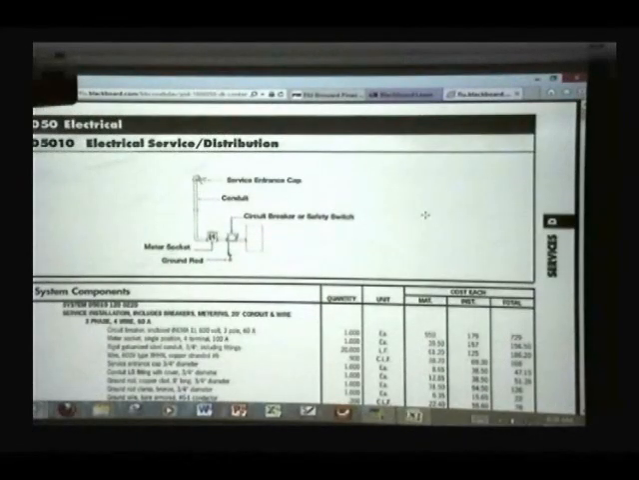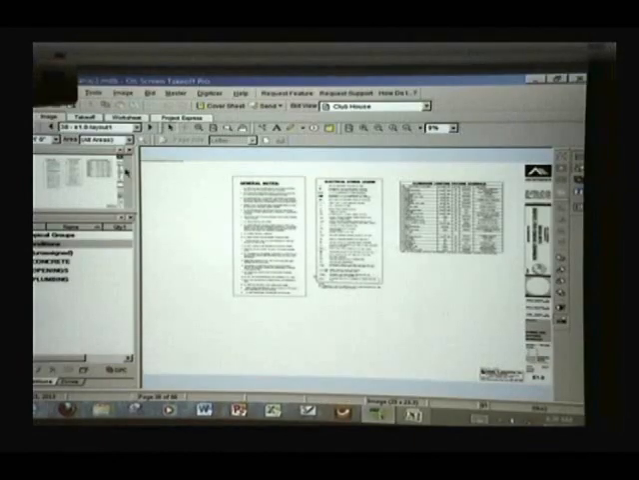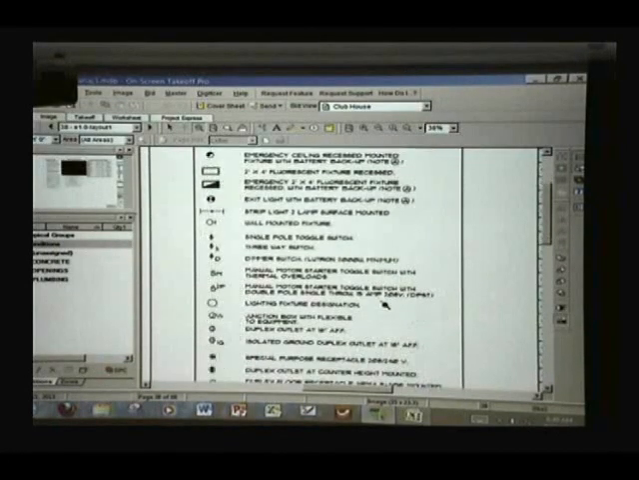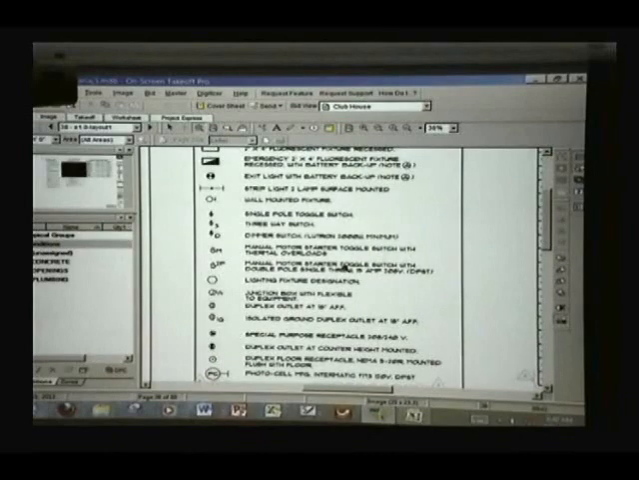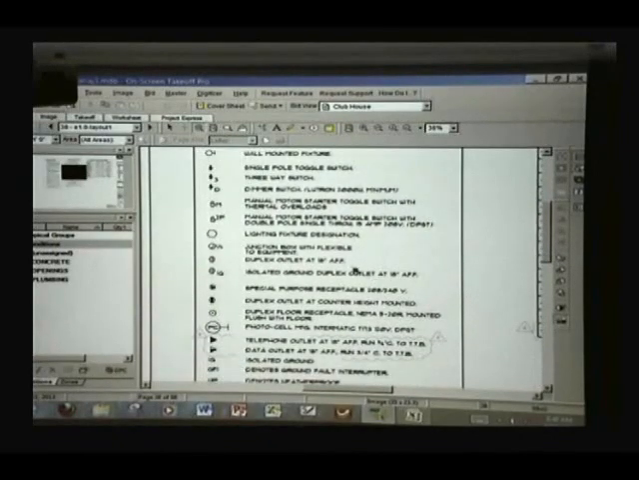Either way, we need to count the switches, right? One way we can do it is to create a count condition and then use the auto count feature. So we can find the symbol for the switches in the whole drawing, then scan it and see if the software missed any point. So we have a single pole toggle switch, a three-way switch, a dimmer switch, and then we have the junction boxes.